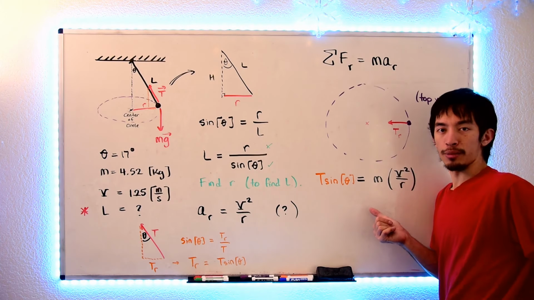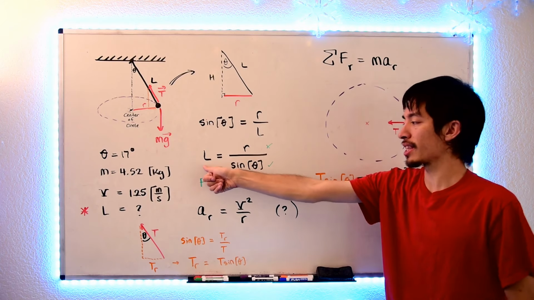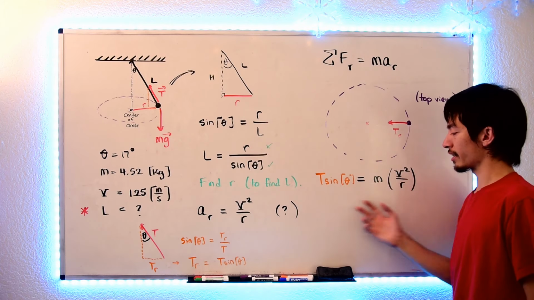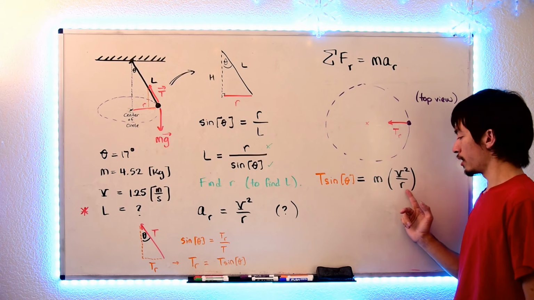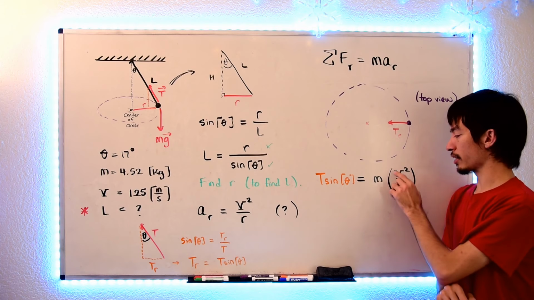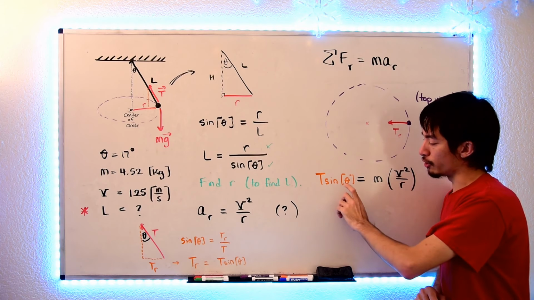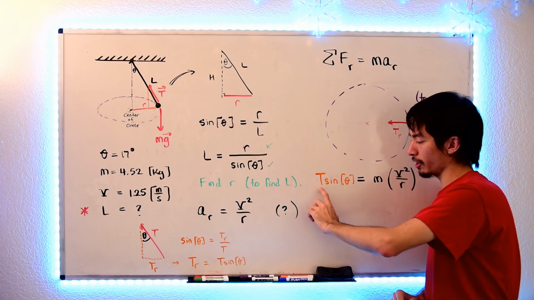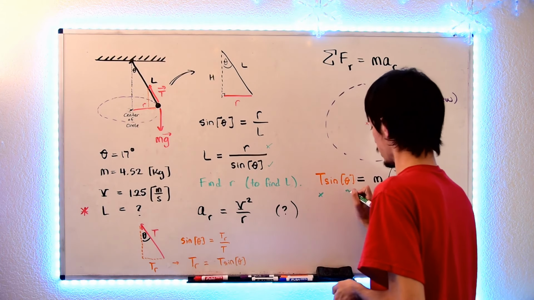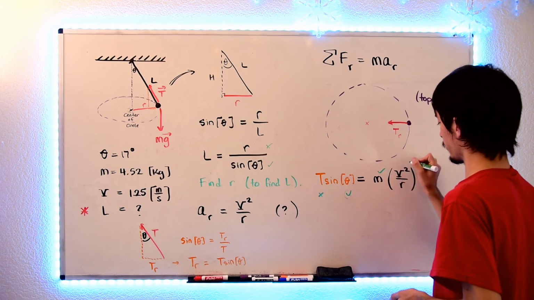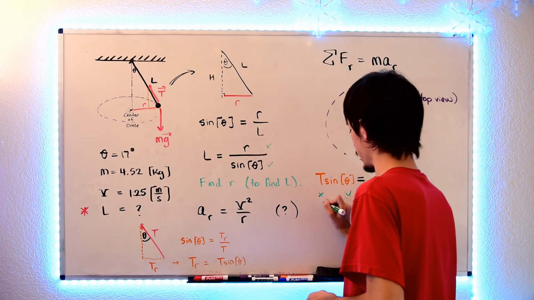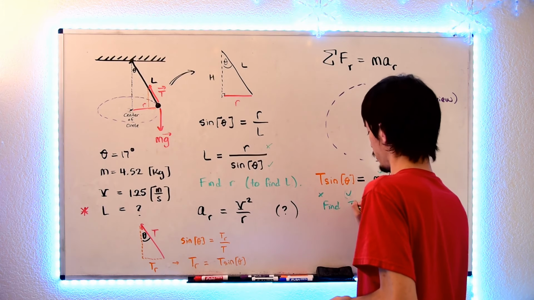The goal of the problem was to find L. That was the original goal. We needed to find r, so what we're trying to get out of this is the radius r. Notice that if you spot check whether you have everything, you do have the mass and its speed. You do have the angle, but the only thing you're missing is the tension. So we have everything except for the tension. So now we need to find the tension.